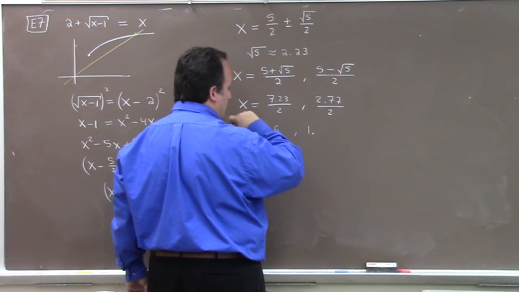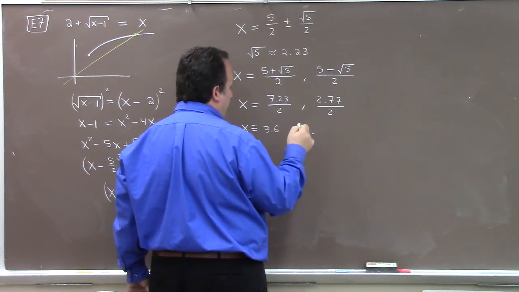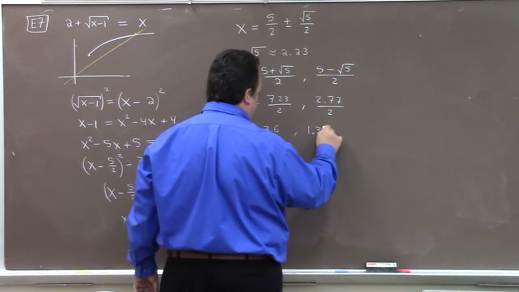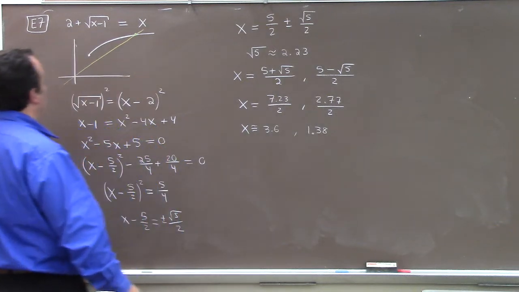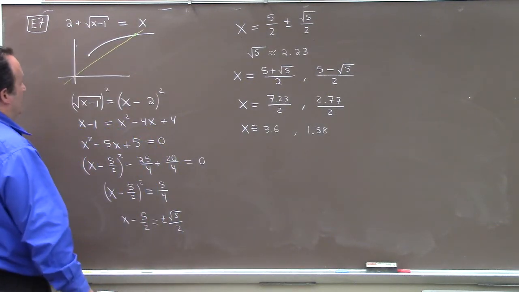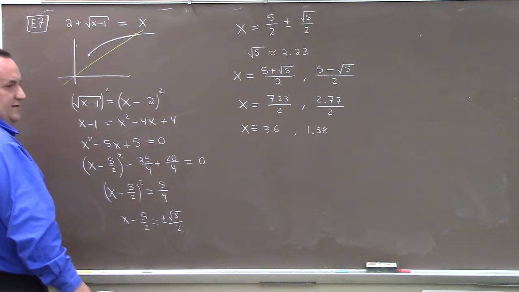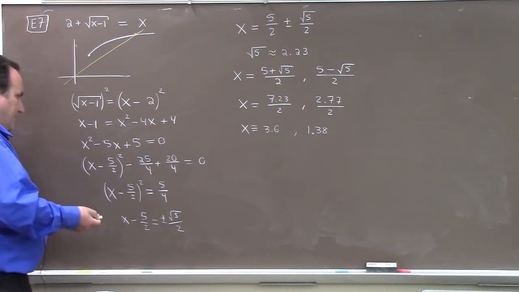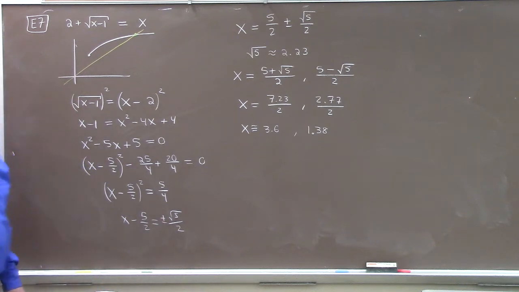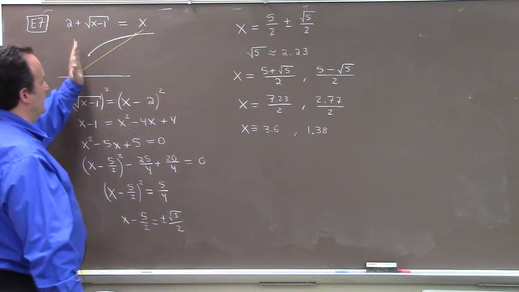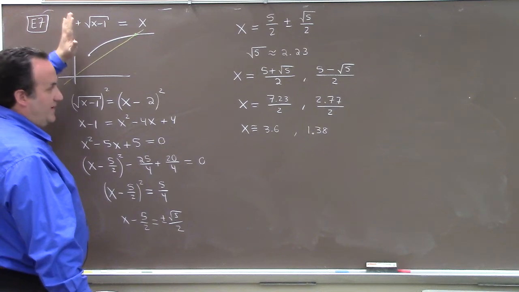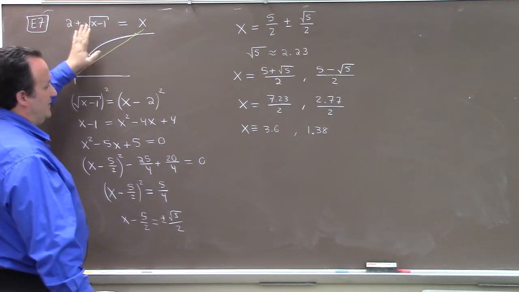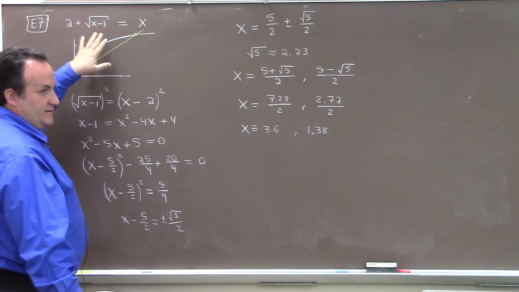What's that divided by 2? Decimal? 1.38. Okay, so then the question is, wait a minute, we got 2 answers. Which one of these is right? Are they both right? If you look at this graph, even with the crudeness of our graphing, it should be somewhat clear that probably 3.6 is the real answer.